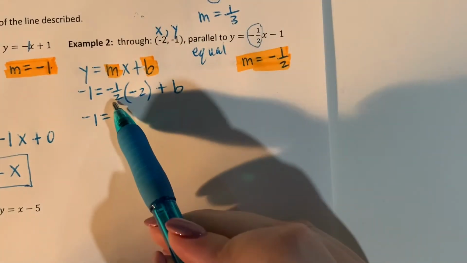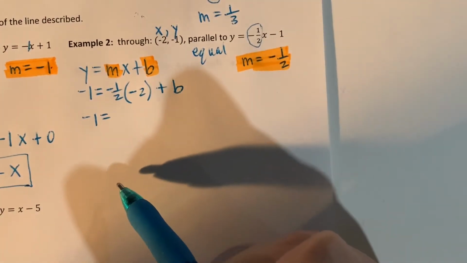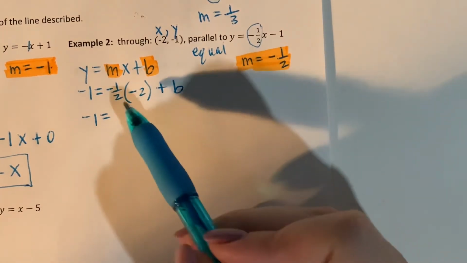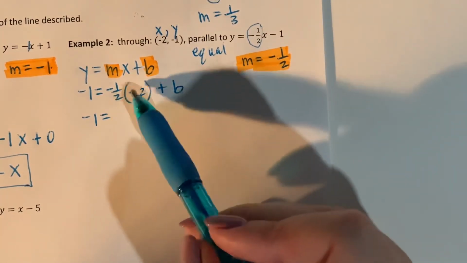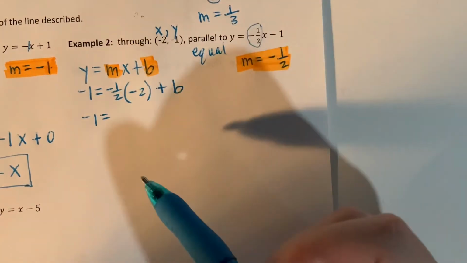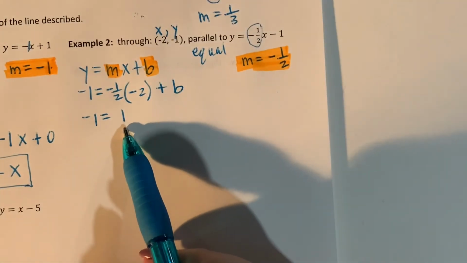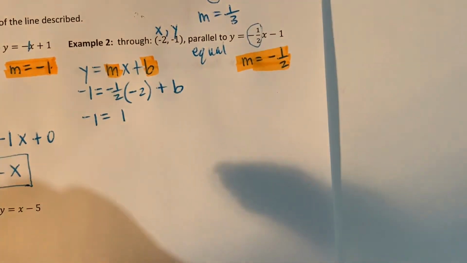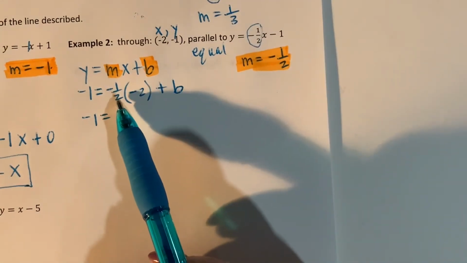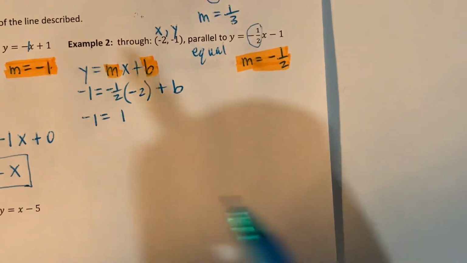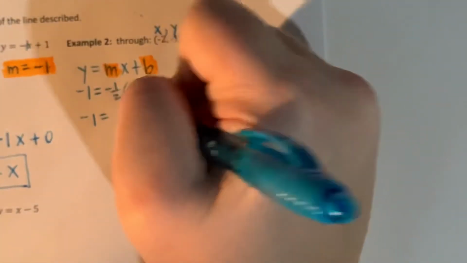So I have negative 1 equals negative 1/2 times negative 2. Or you can think of this as negative 2 over 1 if that's helpful. And hopefully you're seeing here that the top and the bottom of your fraction is going to cancel. And negative times negative is a positive. We do get a positive 1 here. You can also use your calculator if you're struggling to deal with this fraction. Negative 1/2 times a negative 2 gives us a positive 1. We get plus b.